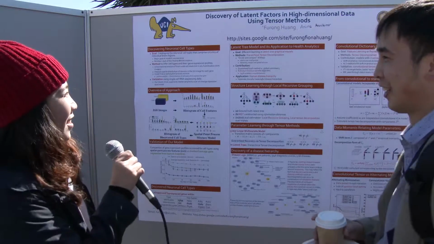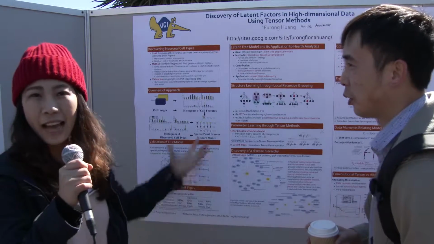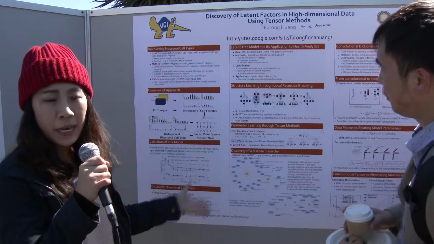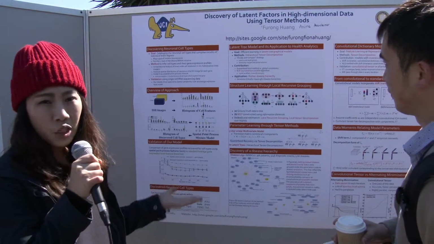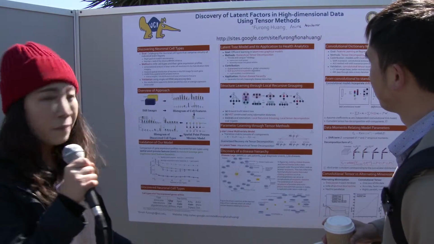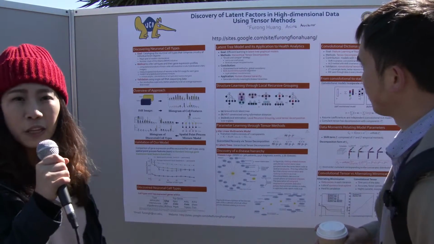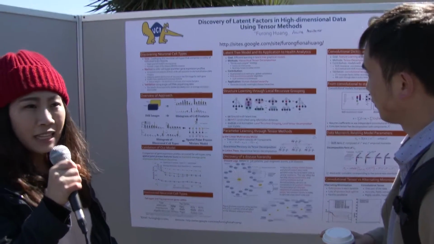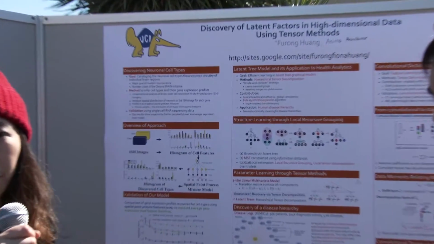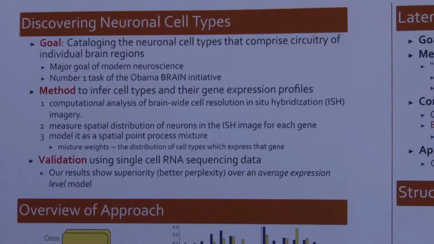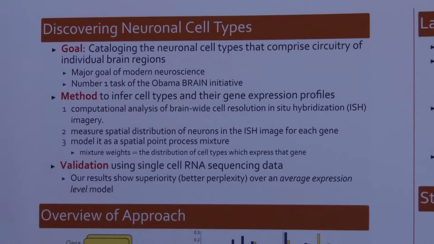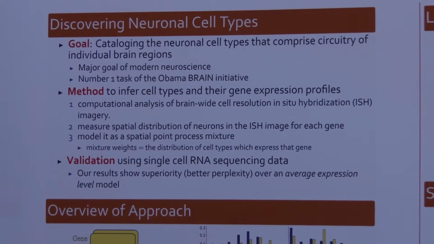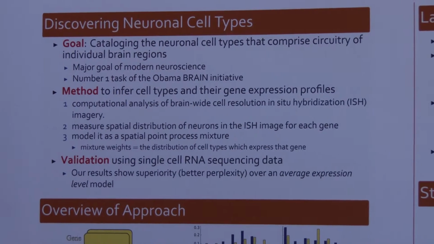Okay, so this poster is actually a combination of three applications of discovering latent factors in high-dimensional data using tensor methods. The first application is discovering the neural cell types in the brain. This is the number one goal for the BRAIN Initiative and modern neuroscience. Not only are we trying to categorize and catalog the neural cell types, but we're also trying to learn the gene profiles under different cell types.